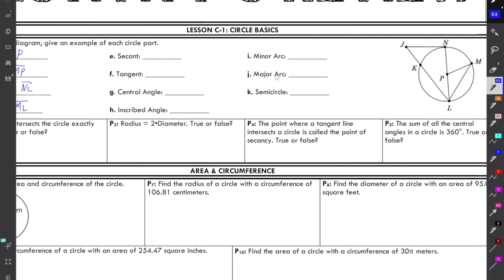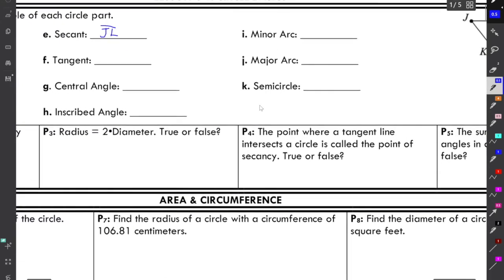For secant, we'll say segment JL. It intersects the circle twice, but it's also gone outside of the circle. For our tangent here, the only one that's going to intersect our circle once is segment JN. A central angle is just an angle with a vertex being the center of the circle.